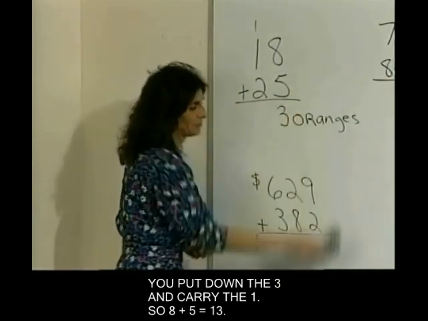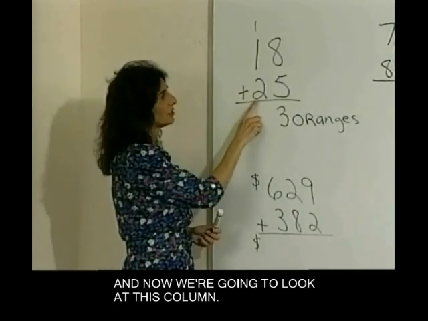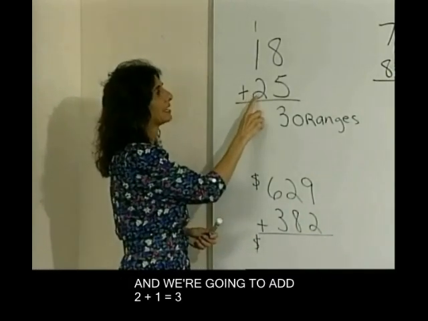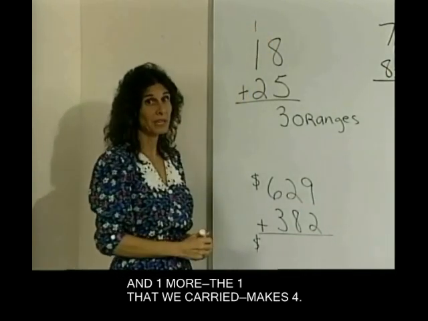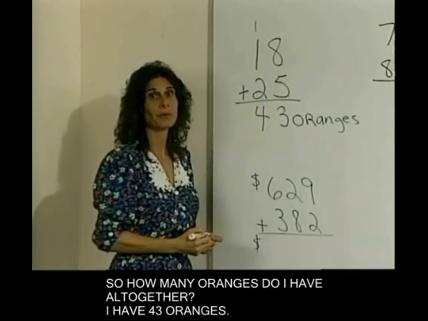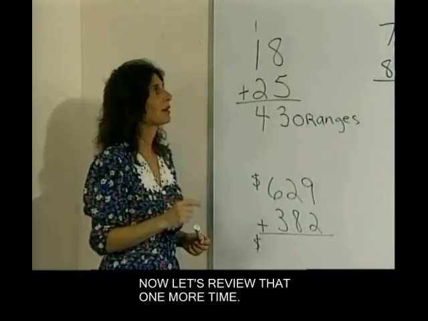So 8 and 5 is 13. You put down the 3 and you carry the 1. And now we're going to look at this column. We haven't finished our problem yet. And we're going to add 2 plus 1 is 3, and 1 more, the 1 that we carried, makes 4. So how many oranges do I have altogether? I have 43 oranges.